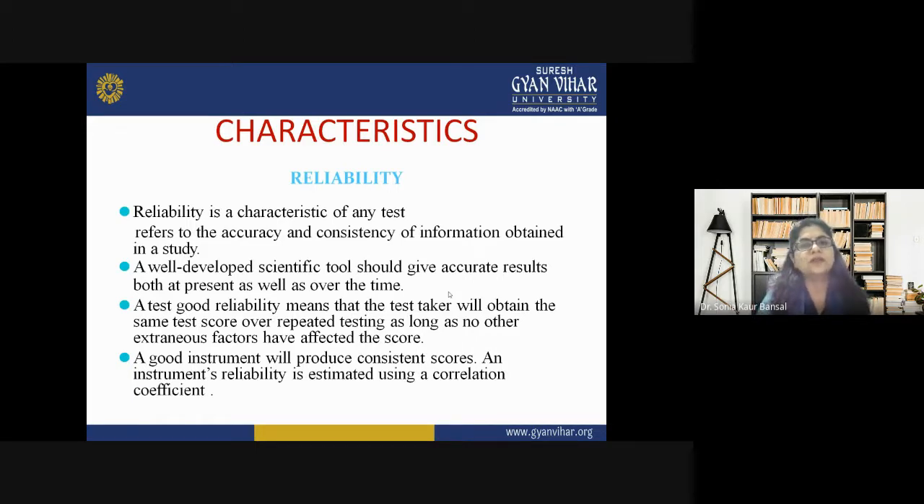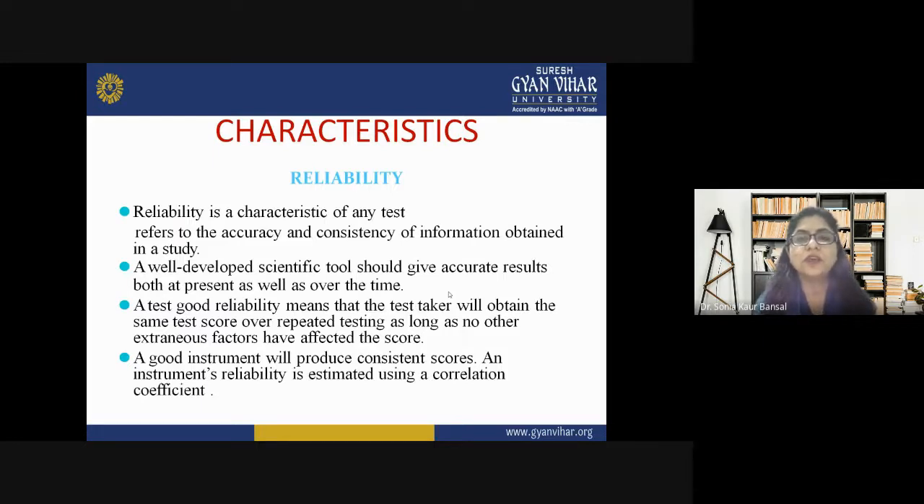So we are using this term in reference to our test also, and it refers to accuracy and consistency of information obtained in a study. It means the test would be reliable if it is tested at one time on a particular sample, and if it is tested another time on that same sample, you will find that the results are the same. They are not differentiated. So it means your test is reliable.